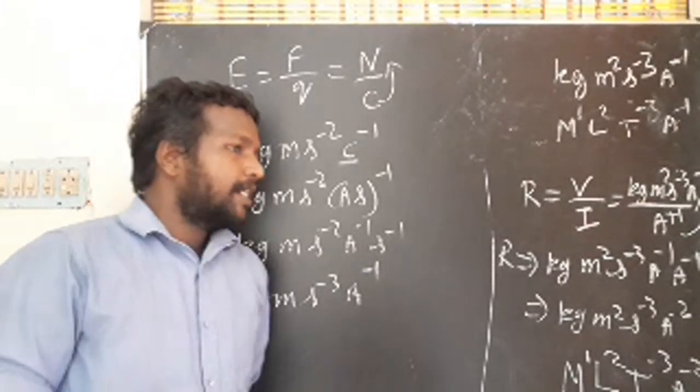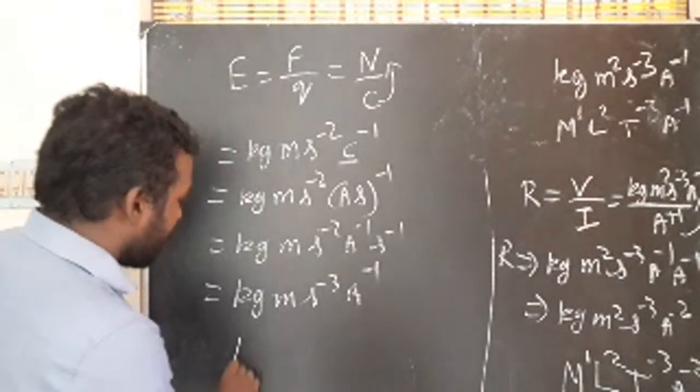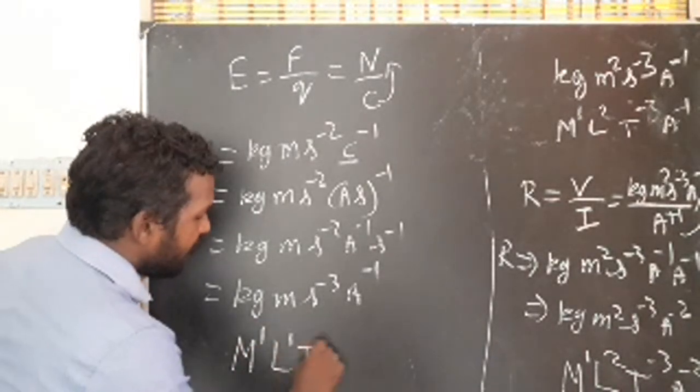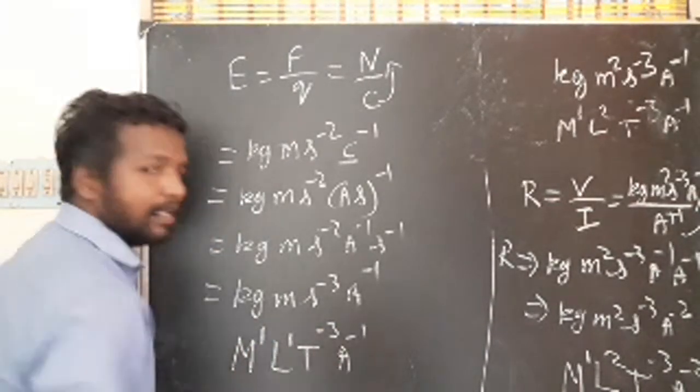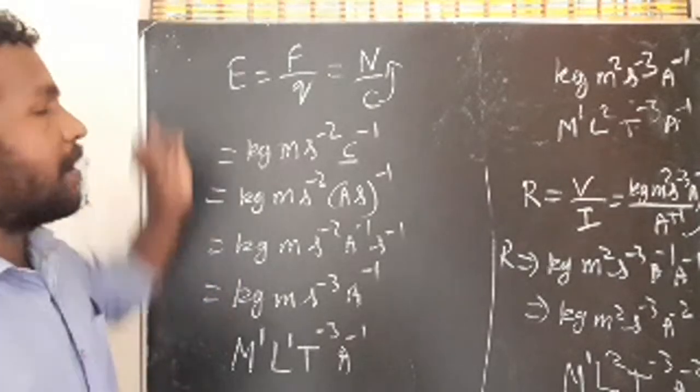What about the dimensional formula? We can write the dimensional formula: M power 1, L power 1, T power minus 3, A power minus 1. This is the dimensional formula for electric field.